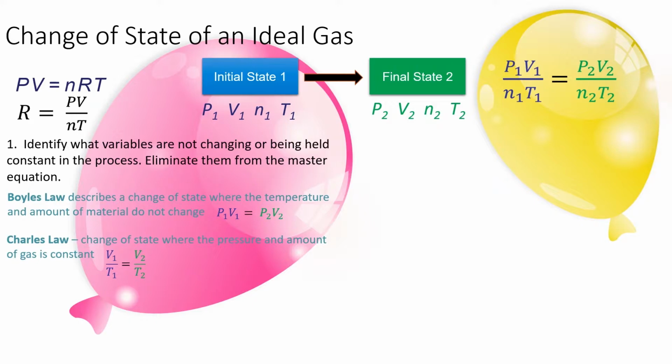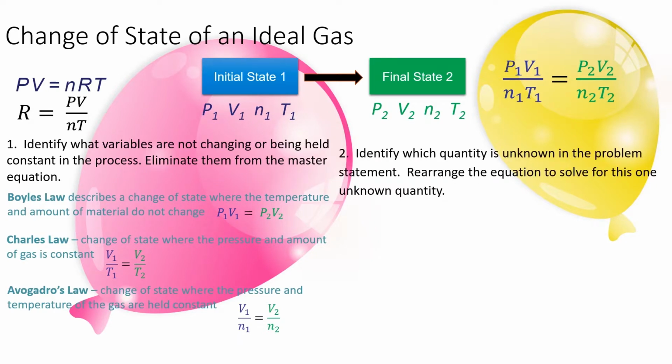Here's one we might already recognize. Avogadro's law describes a change of state where the pressure and temperature of the gas are held constant. Again, eliminating pressures and temperatures from the master equation leads to a simple equation, V1 divided by n1 equals V2 divided by n2. Avogadro's law is clear in the equation. There is a direct relationship between the volume and amount of gas at constant temperature and pressure conditions.